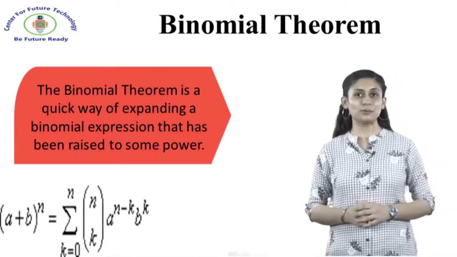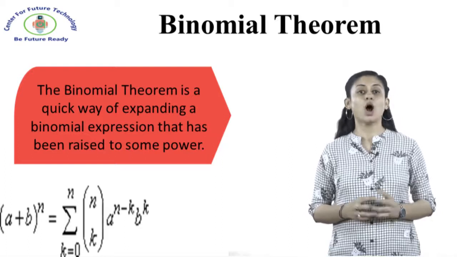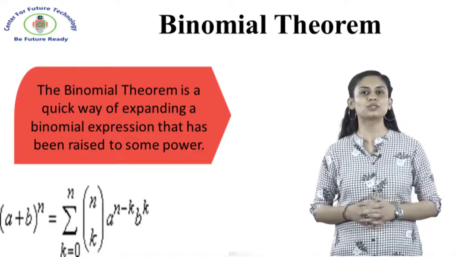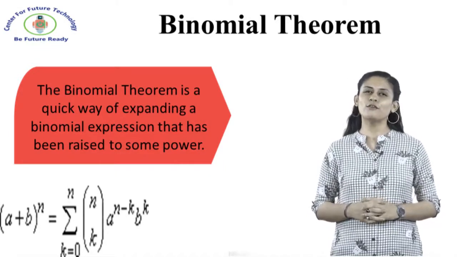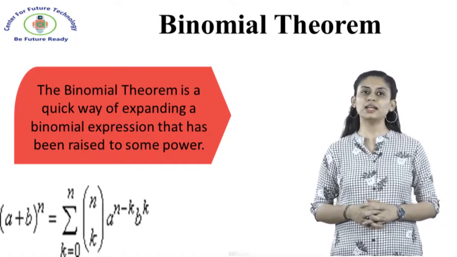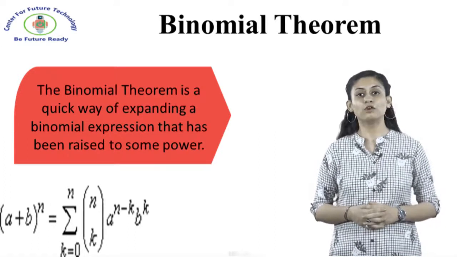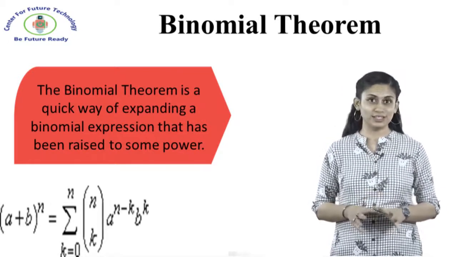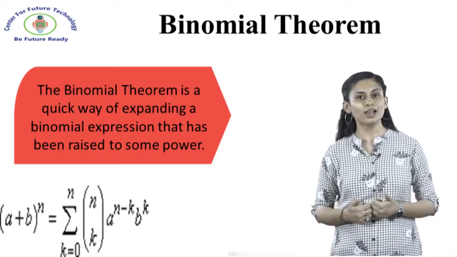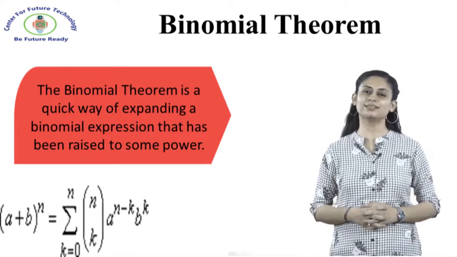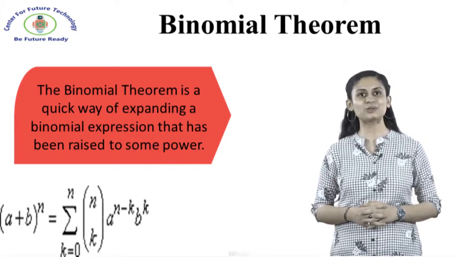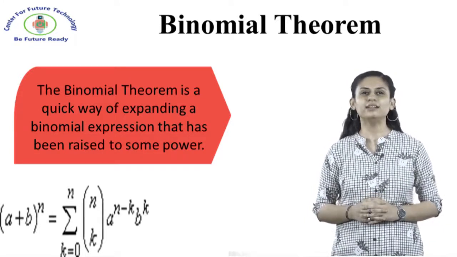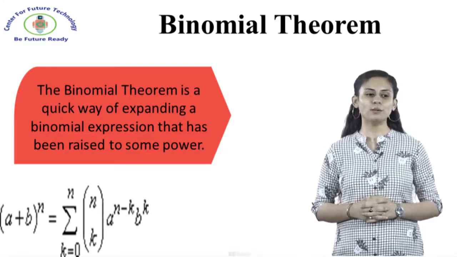The binomial theorem is a quick way of expanding a binomial expression that has been raised to some power. For instance, the expression (3x minus 2) to the power 10 would be very painful to multiply out by hand. Thankfully, somebody figured out a formula for this expression, and we can plug the binomial 3x minus 2 and the power 10 into that formula to get the expanded form, the formal expression of the binomial theorem.